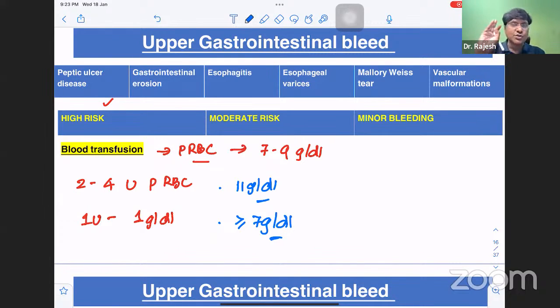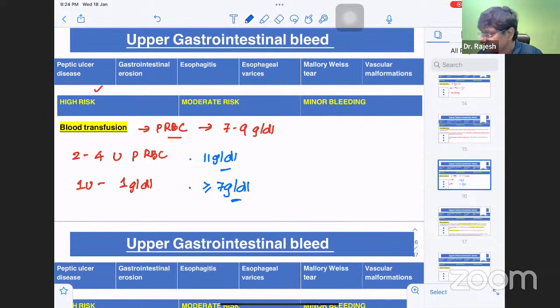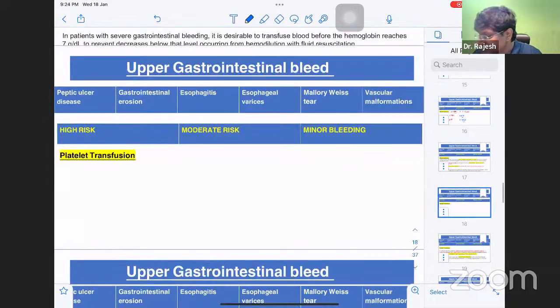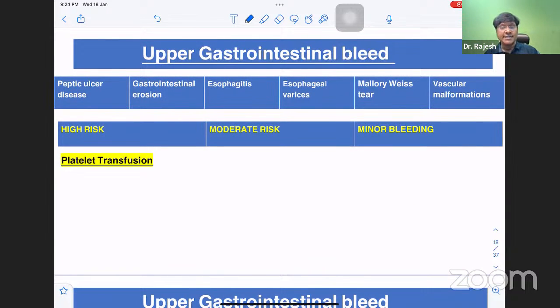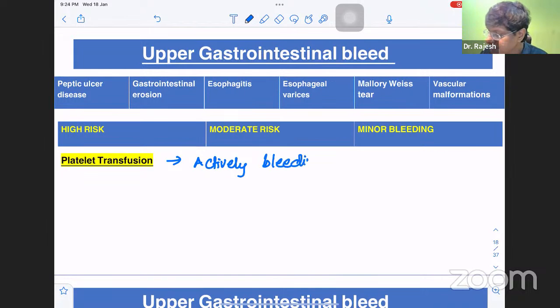So first I taught you about the IV fluids. Second, I have taught you about the importance of the blood transfusion. The next very, very important point is regarding the platelet transfusion. Okay, now, if the patient is an actively bleeding patient, right? If the patient is actively bleeding, then the platelets are transfused if the platelet count is less than 50.